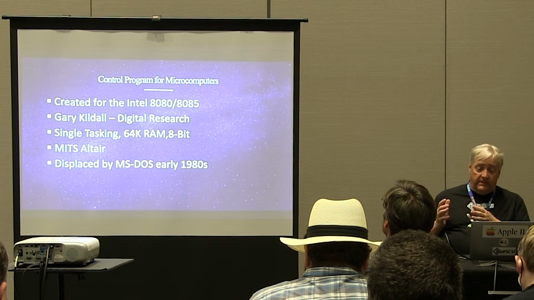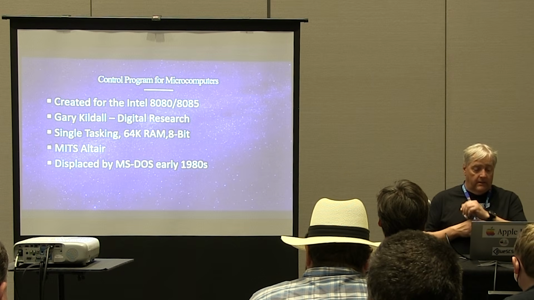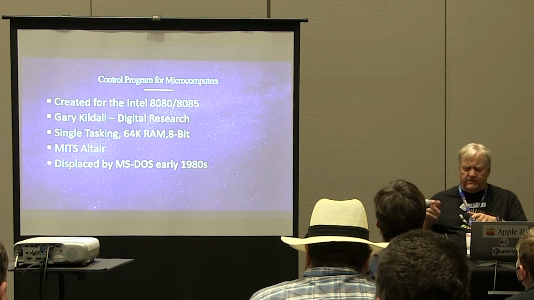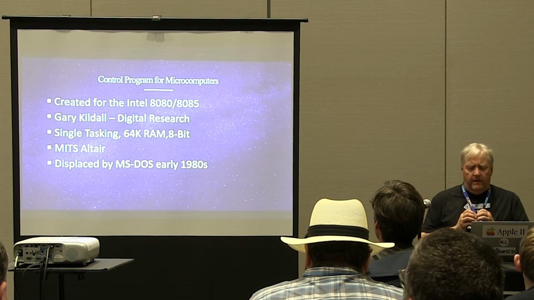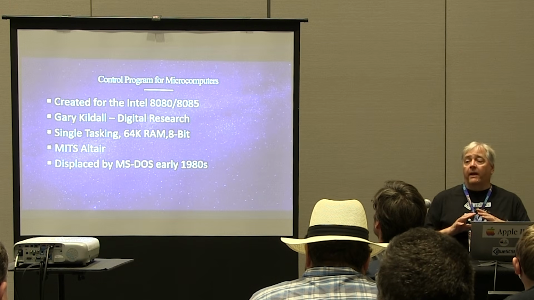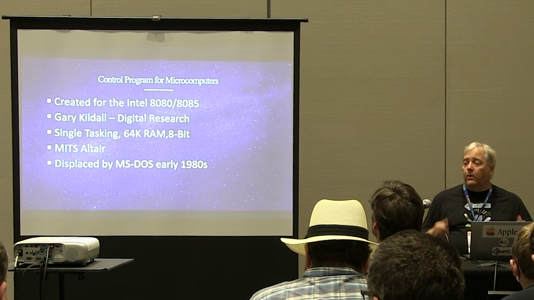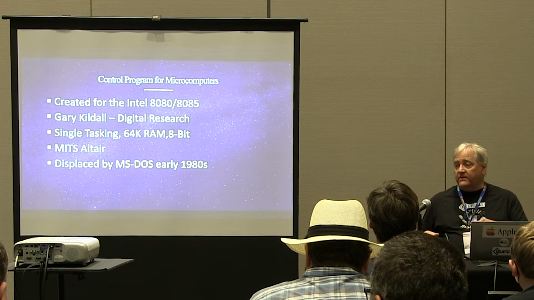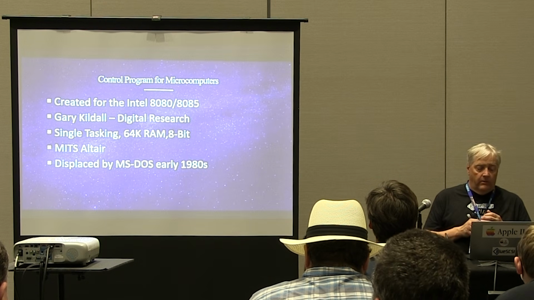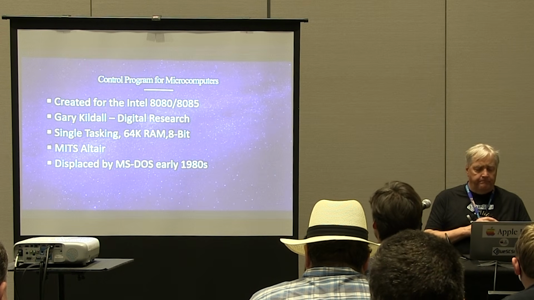It was single tasking, 64K of RAM, 8-bit, like the MITS Altair definitely was, and it was displaced early, by MS-DOS in the 80s, and I'll get to that in a minute. But back then, CP/M was the operating system. It ran on everything, and there was a reason for that. It was very easy to port from one processor to another, or one system to another. I'll explain why that was in a little bit.